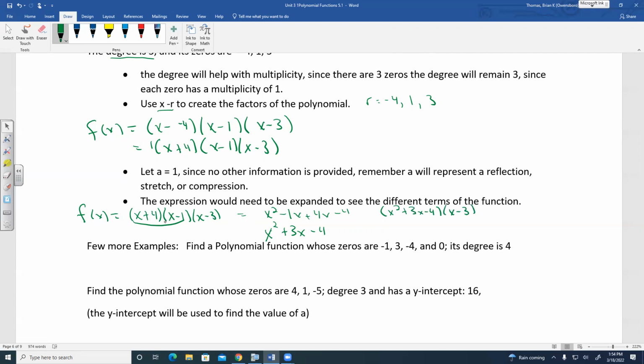So I'm going to take the x through. X times x squared is x to the 3rd. X times 3x is 3x squared. X times -4 is -4x. Then I have to bring the -3 through. I missed a term here. So x times x squared was x cubed. X times 3x is actually 3x squared. X times -4 is -4x. That looks good now. -3 times x squared is going to be -3x squared.